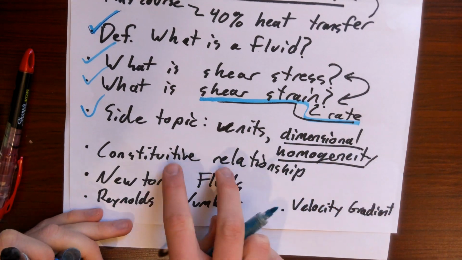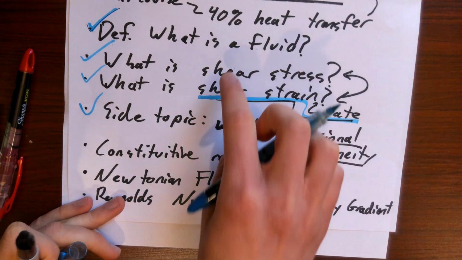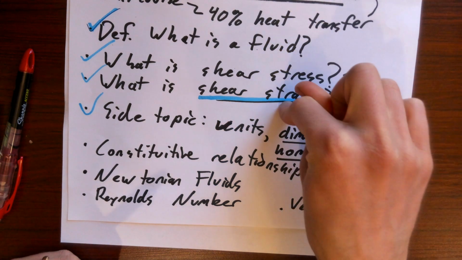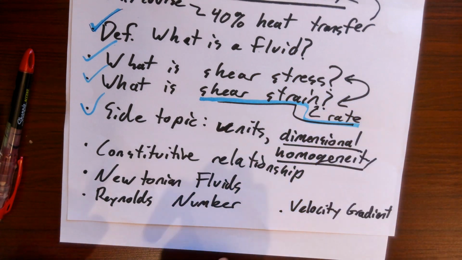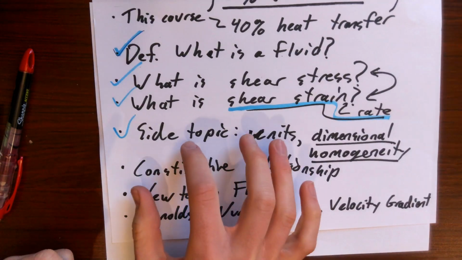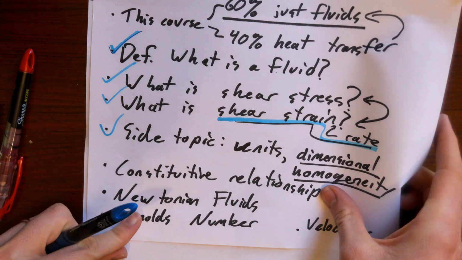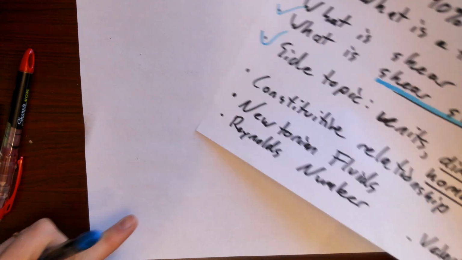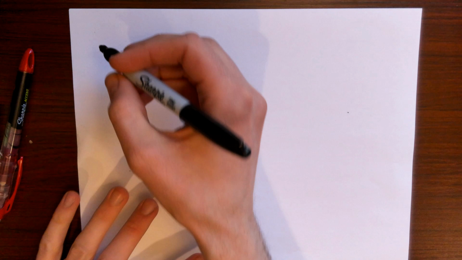So now let's talk about constitutive relationships, which kind of brings all of this together and basically allows us to relate shear stress to shear strain or shear stress to shear strain rate in an algebraic way where all the units work out due to dimensional homogeneity. So let's proceed.